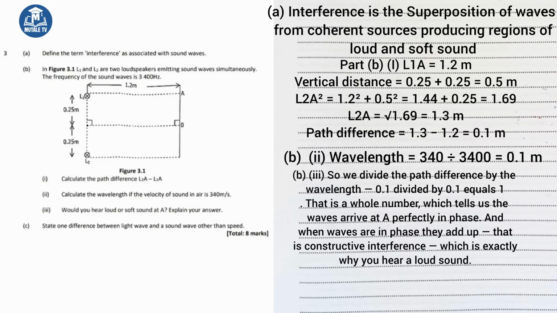Part C reads, state one difference between a light wave and a sound wave other than speed. So light is a transverse wave while sound is a longitudinal wave. Light vibrates at right angles to its direction of travel, whereas sound vibrates back and forth in the same direction it moves. That right there is the fundamental difference between the two. Easiest mark on the question. Never leave it blank.